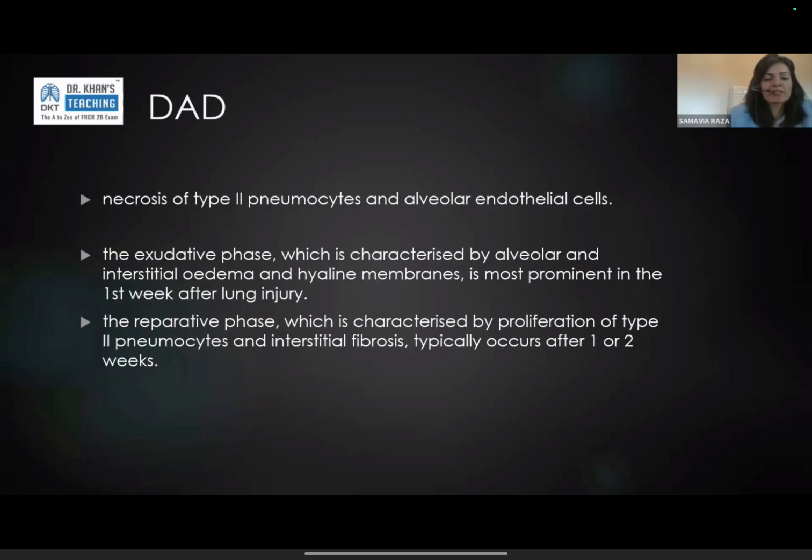Diffuse alveolar damage is a term used to describe severe bilateral abnormalities. You can't really tell whether this is interstitium or the lung space, the airways, or it's also severe. You can't really differentiate anything at all. It can be described as diffuse alveolar damage. It is a term I would discourage you using, and it's usually reserved for ITU sort of patients.